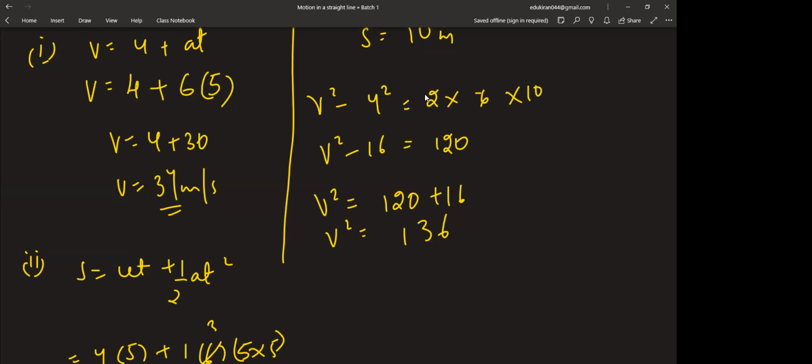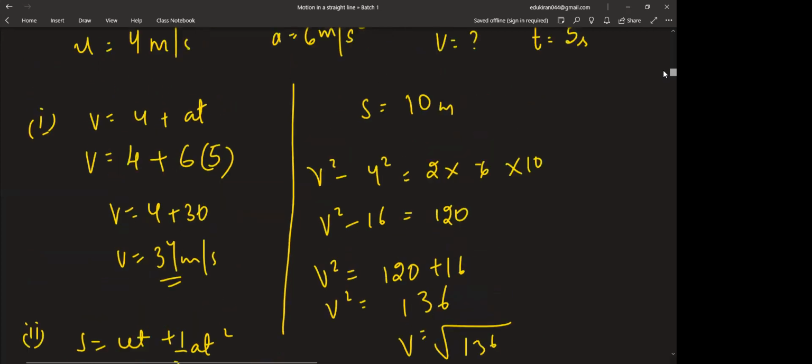So when we'll be calculating the square root of 136, 12 squared is 121, 14 squared is 196. V square is 136. It would be root 136, around 11 something, 11 squared is 121. So 11 point something. I think earlier it was 11.6. Yes, so it would be around 11.6 meter per second. Write down, class.